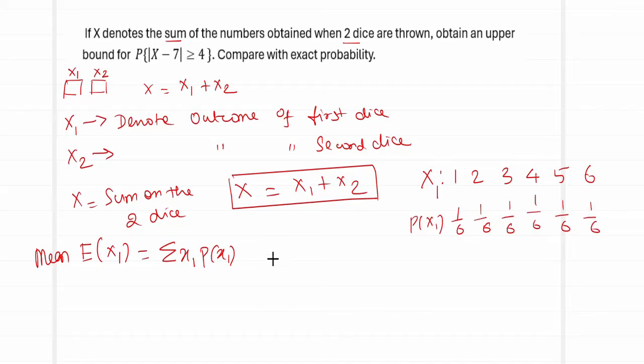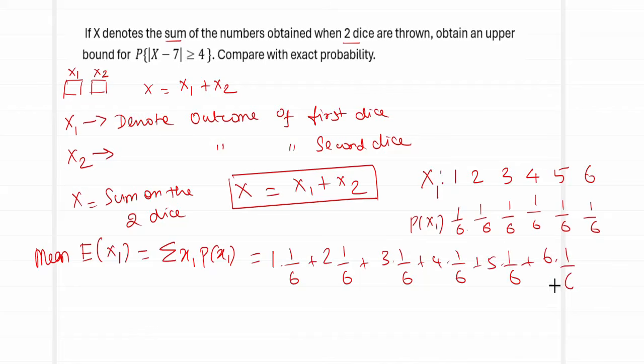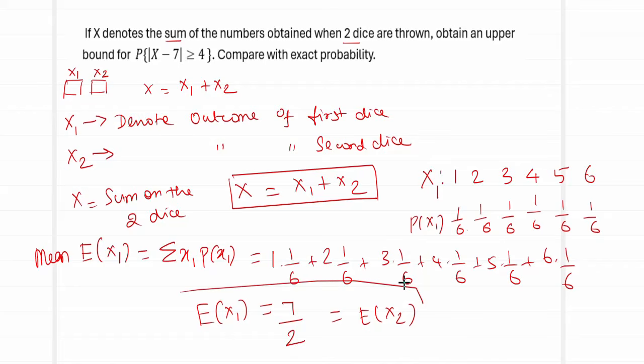When it comes to the mean, the value is nothing but x into p of x. 1 into 1 by 6, 2 into 1 by 6, 3 into 1 by 6, 4 into 1 by 6, 5 into 1 by 6, and 6 into 1 by 6. Now this evaluates as 7 by 2. So E of X1 is 7 by 2. X2 is the rolling of the second die, and we know that E of X2 is also the same, 7 by 2.